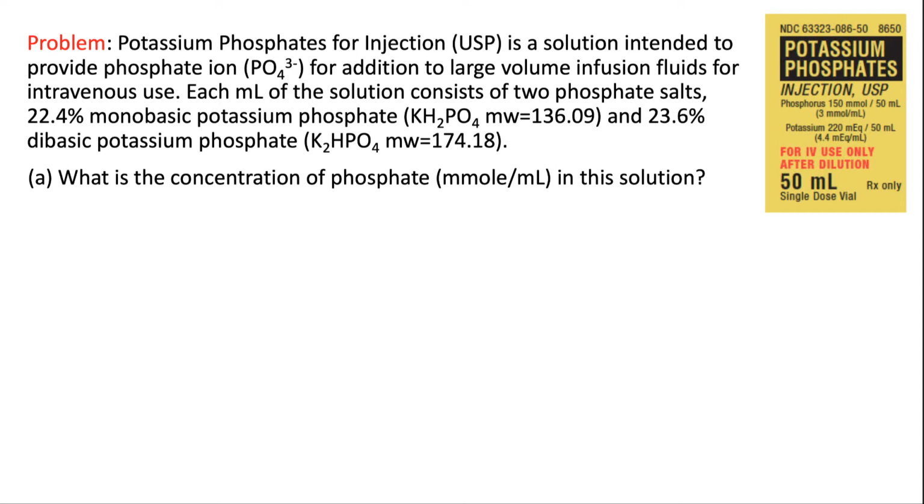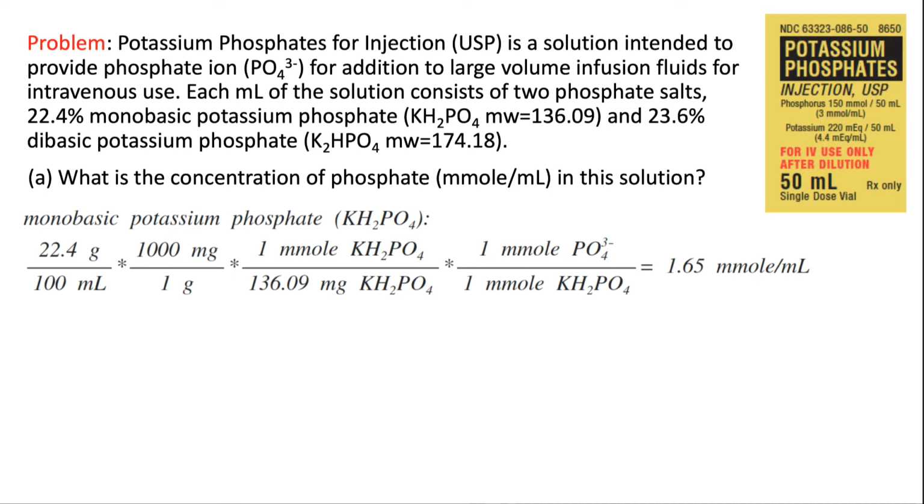Okay? Well, let's answer our first question. The first question says, what is the concentration of phosphate in millimoles per milliliter in this solution? Now keep in mind, it's wanting the total concentration of phosphate. It doesn't matter whether the phosphate is coming from the monobasic or the dibasic, but in the end, let's add up all of the phosphate and express its concentration in terms of millimoles per milliliter. Okay? Well, we're going to have to do this step by step. So let's start just with the first one, the monobasic potassium phosphate.